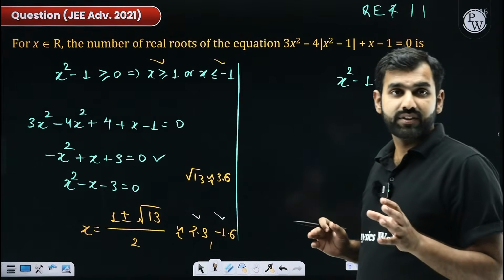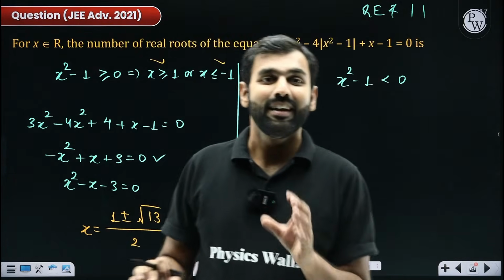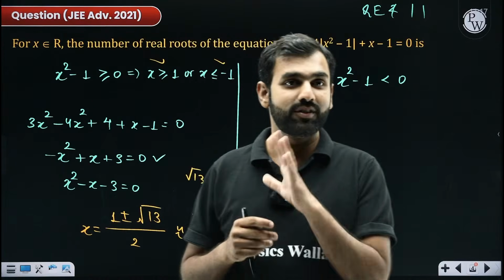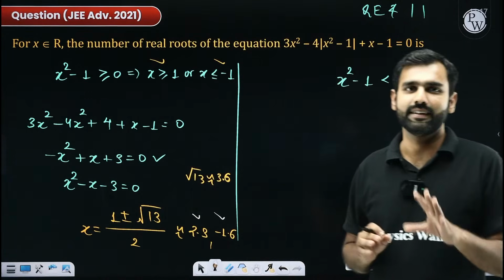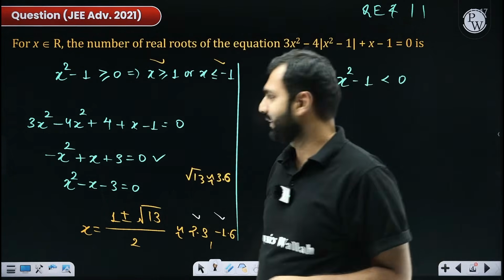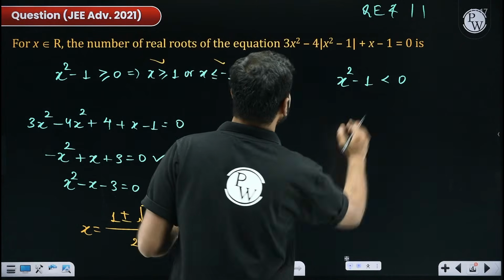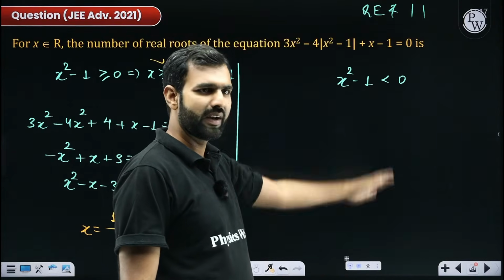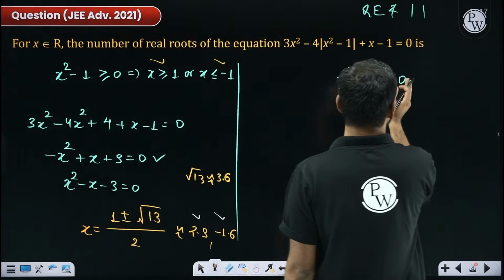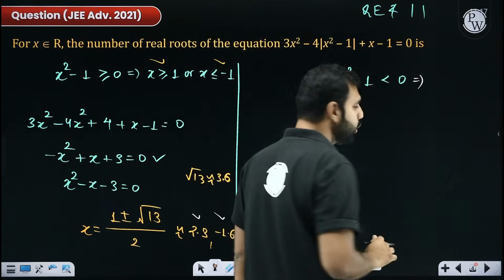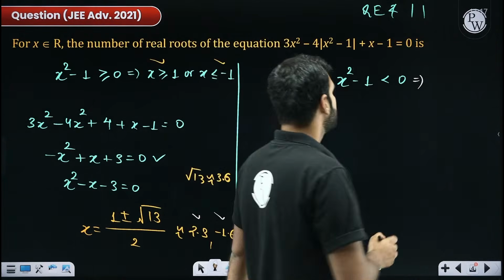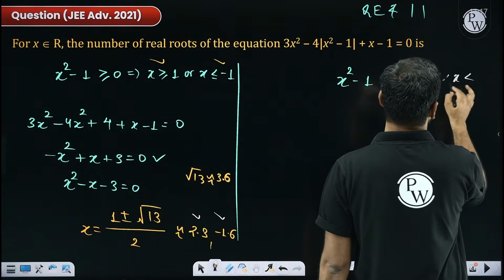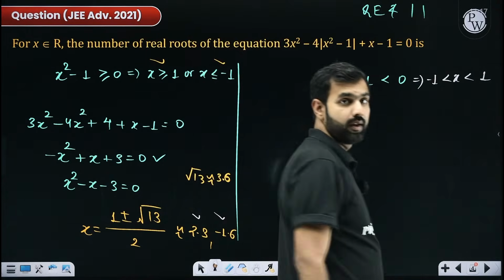No, the answer cannot be 3. The answer is 4. Kingsuk is correctly saying that the answer is 4 because of 2 cases. 2 answers I'm getting from here, and possibly 2 answers I could be getting from here. Let's solve this particular part. I hope everybody is watching it clearly. So x square minus 1 is less than 0. It concludes that x square is less than 1. So this means x should lie between minus 1 and 1.